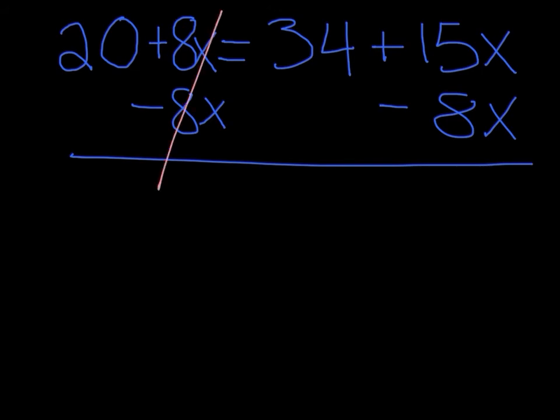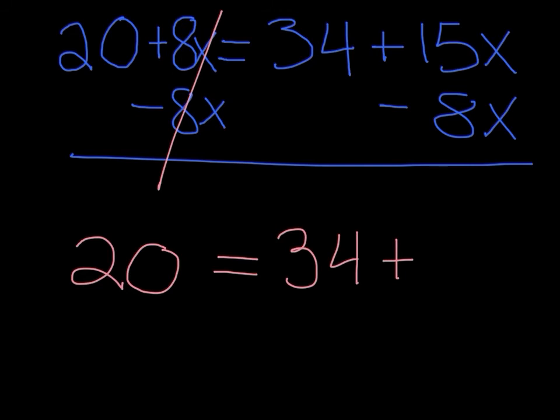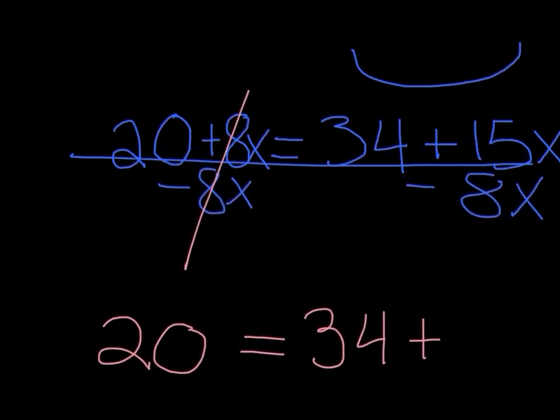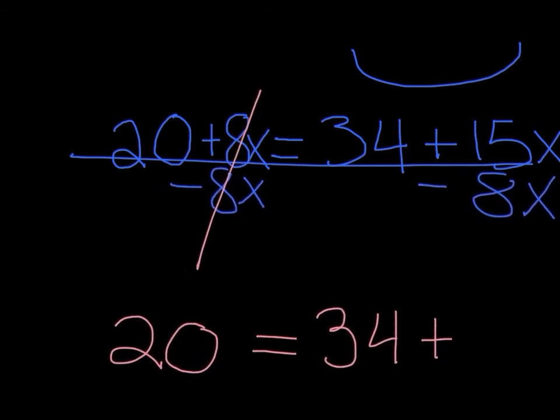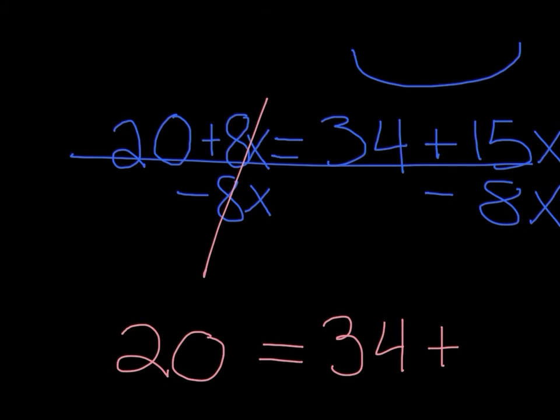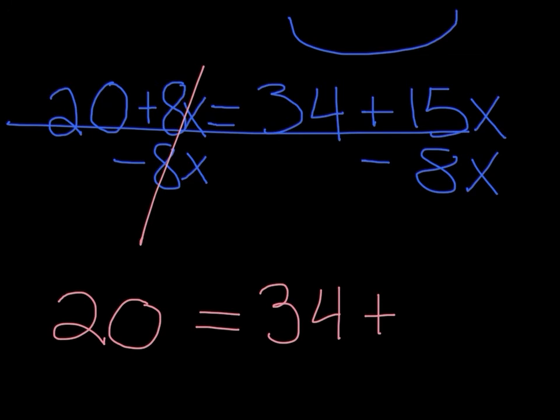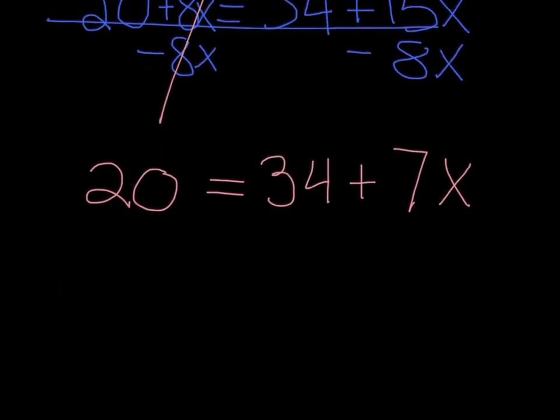So the 8x's cancel out, and now I have 20 equals 34 plus now 15x minus 8x. Oops, I did not want to do that. Okay, that's kind of scary when I accidentally shift everything. So we have 15x minus 8x right here. This is what I'm looking at. That can be rewritten as 7x. Now, this equation is starting to look simpler and simpler, which I like.